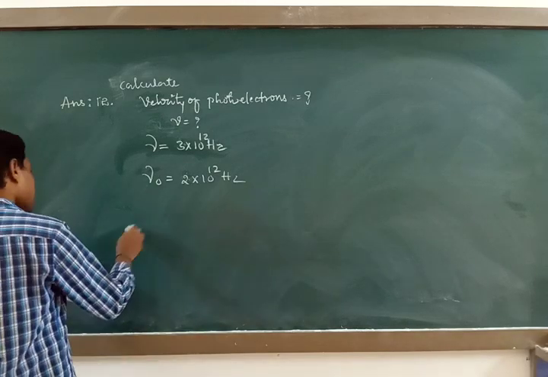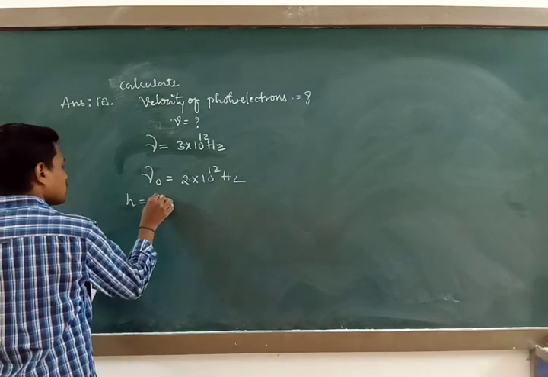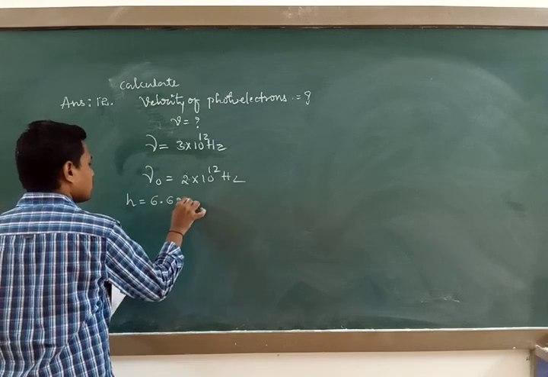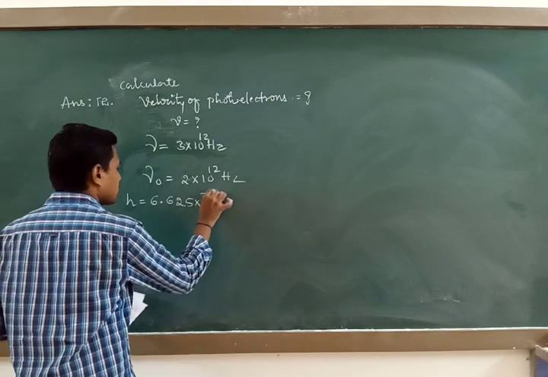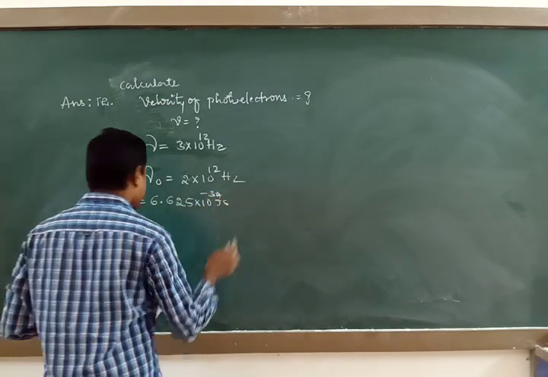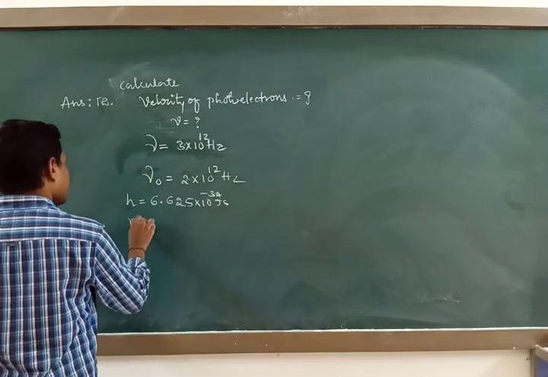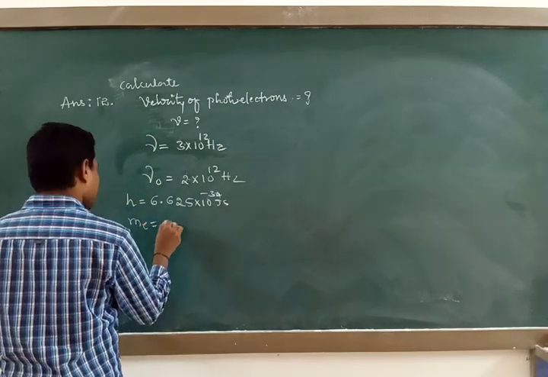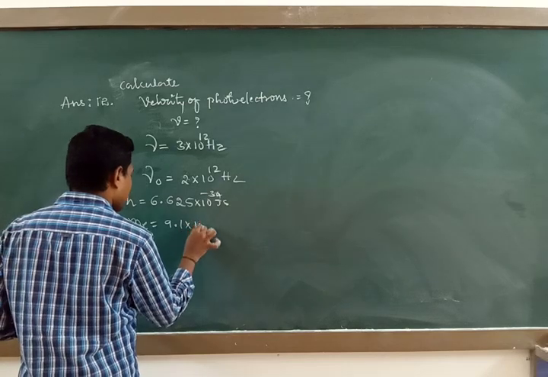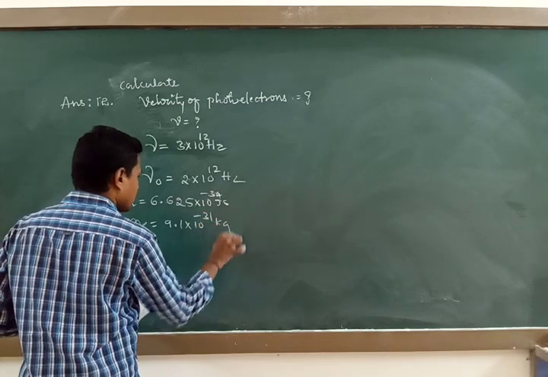Given Planck constant, see, they have given it. In one problem they give it, in another they don't, we have to remember it. 4 joule second, and mass of the electron is also given, 9.1 into 10 power minus 31 kg.